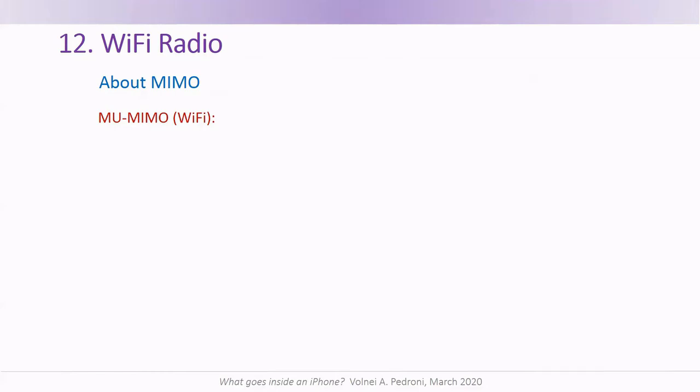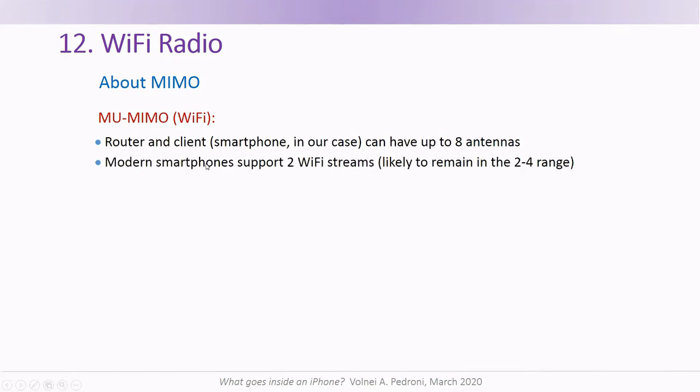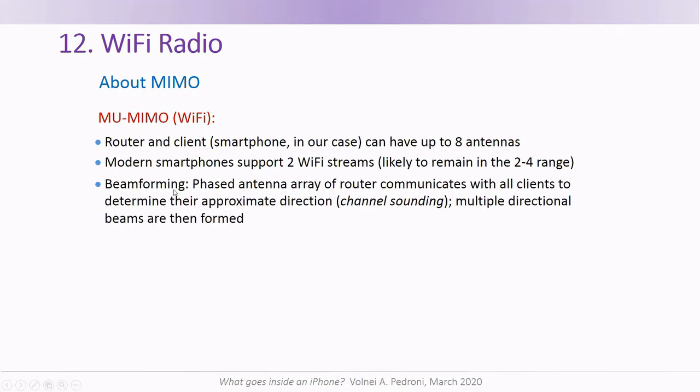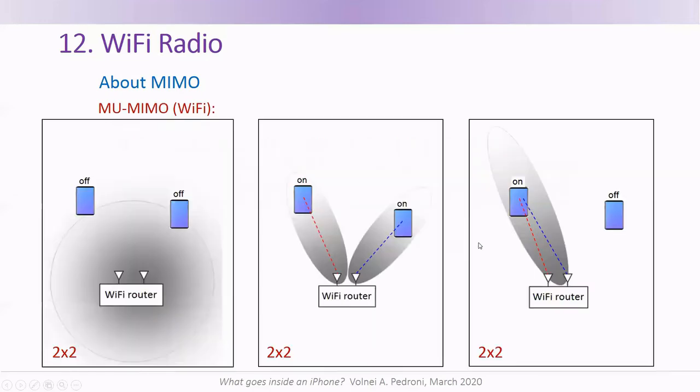Now, multi-user MIMO. The router and client can have up to 8 antennas. Smartphones are more likely to stay between 2 and 4. Beamforming is used. The phased antenna array detects the direction of the clients. This is called channel sounding, after which multiple directional beams are formed, so the transmission power is used more efficiently. And this is for the downlink and uplink, though the uplink is planned for the future, in the Wave 2.